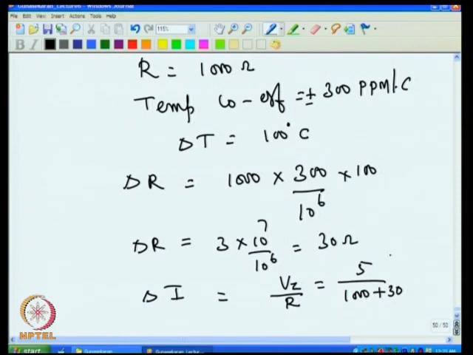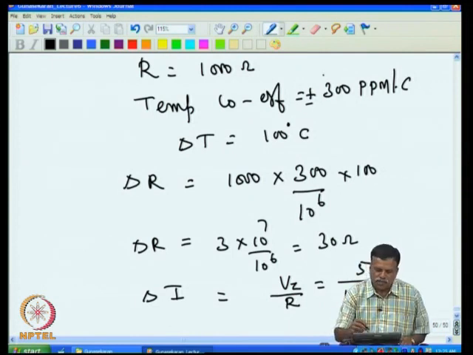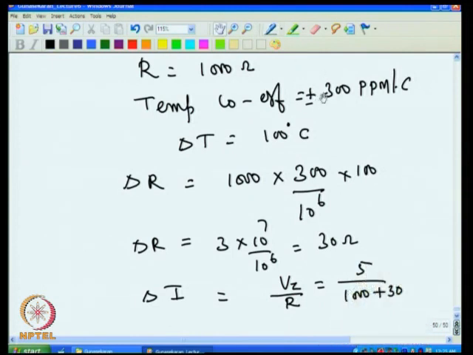Now assuming the resistance value had increased, the resistance can increase or decrease, it does not matter. We take it here as an increase and find out how much the current decreased. The other way around, if I take minus, then the current would have increased. It does not matter, because for a given resistance we do not know whether it is increasing or decreasing. That is why we have put this temperature coefficient as plus or minus.